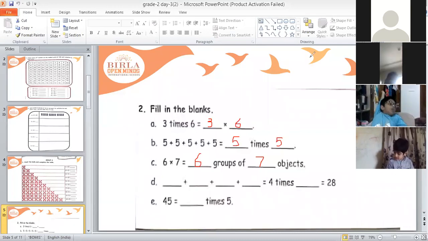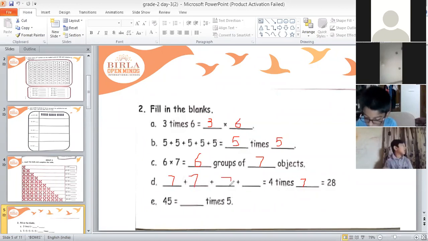So see children, in the 4 table we get 28 at 7. So 4 sevens are 28. This means that here we have to repeat 7 how many times? 4 times. So children, write here 7 plus 7 plus 7 plus 7, 4 times. We'll write here 7 four times because in the 4 table we are getting 28 at 7. 4 sevens are 28. Yeah, and one more thing, today also you will learn and write tables in your notebook. I'll tell you which table.